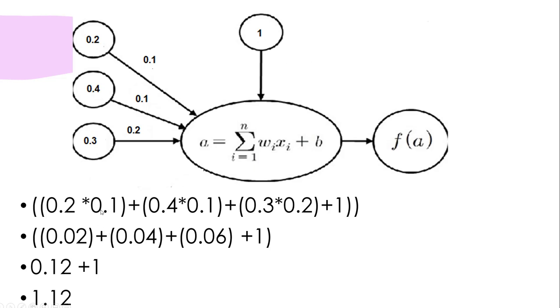So 0.2 times 0.1, I hope I did these multiplications correctly, is 0.02, plus 0.4 times 0.1 is 0.04, plus 0.3 times 0.2 is 0.06, plus your bias, which is 1. So 0.02 plus 0.04 plus 0.06 would be 0.12, plus 1, which is your answer. Your output, your A, your activation function, will be 1.12.